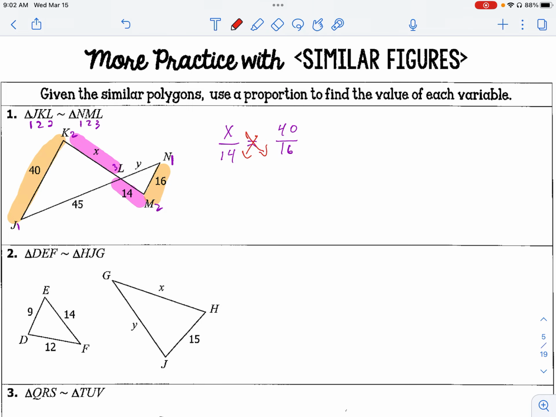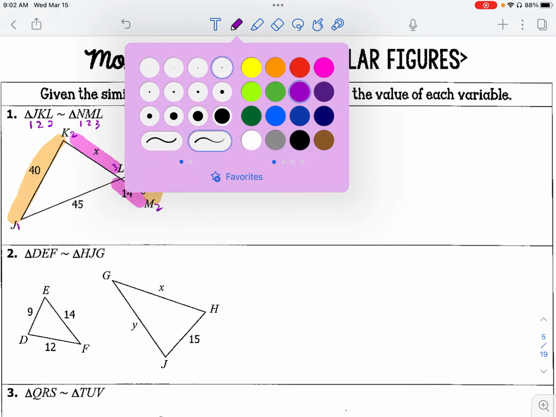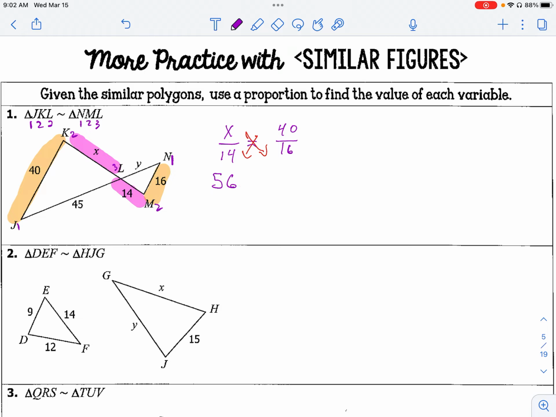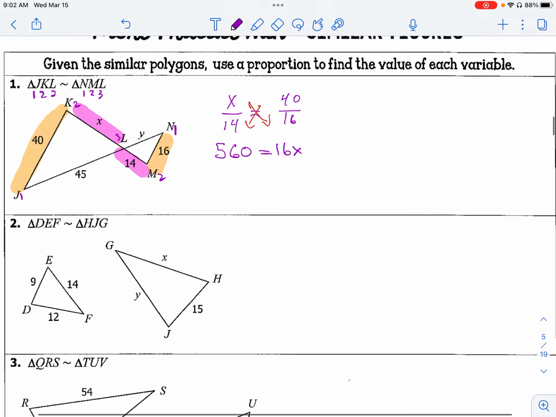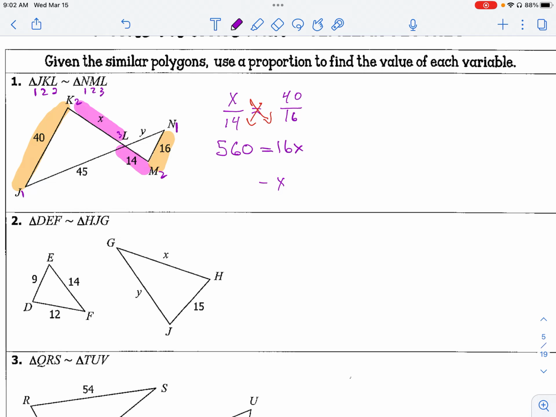We're going to cross multiply, and 40 times 14 is 560. Let's change our color. X times 16 is 16X. Divide both sides by 16, and we're going to get X is going to equal 35.